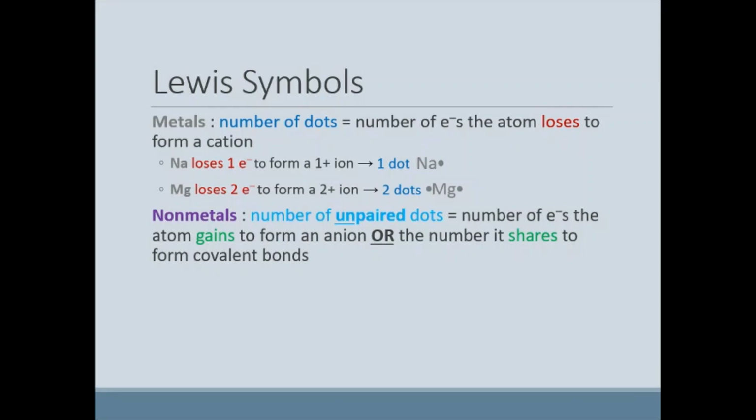In your covalent bonds, the number of unpaired dots is going to be the number it shares to form that covalent bond. For instance, chlorine is in group 7. We know that because it's in group 7, it's going to have 7 valence electrons. Therefore, in order to fill up its octet, chlorine is going to want to gain 1 electron to form a 1 negative ionic charge.